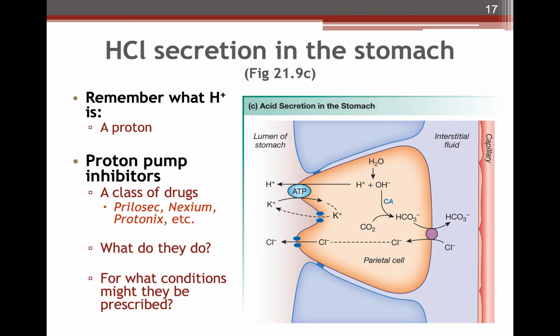So if you or somebody you know suffers from chronic heartburn, chronic acid reflux, it is something to be taken seriously because it could lead to esophageal cancer.